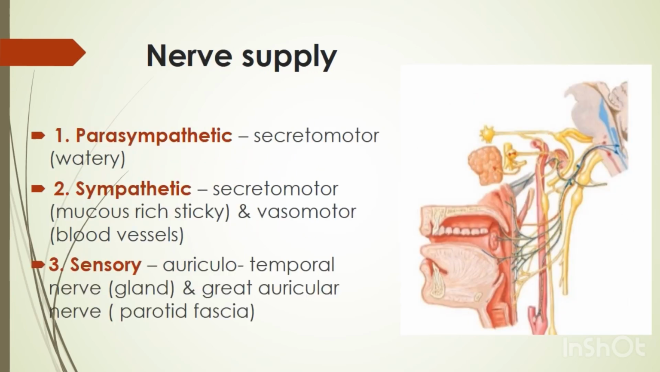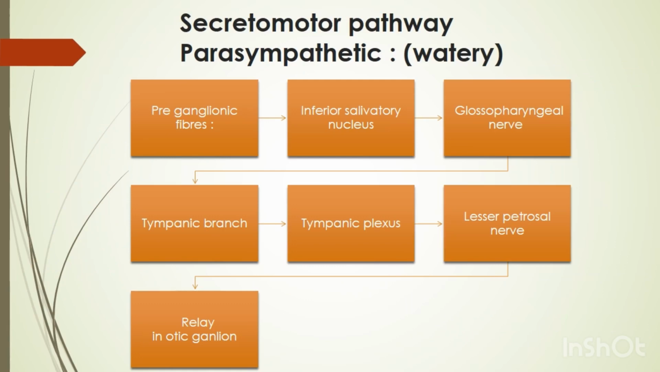Next, the nerve supply. It has 3 types of nerve supply: parasympathetic, which is secretomotor; sympathetic, which is secretomotor and vasomotor; and sensory, which is by the auriculotemporal nerve. Now the secretomotor pathway, the parasympathetic pathway. It has 2 parts, the preganglionic and the postganglionic.